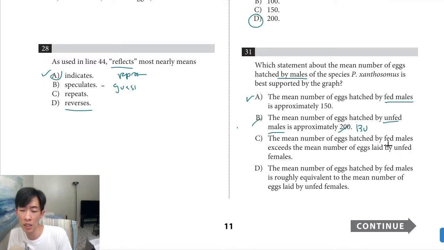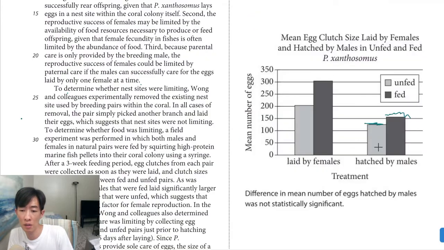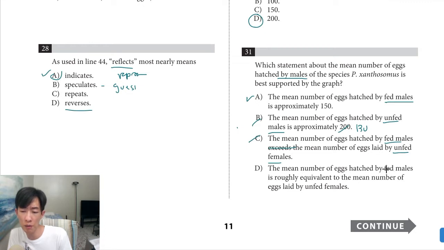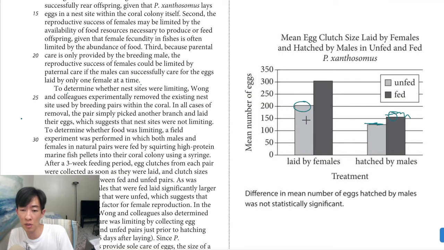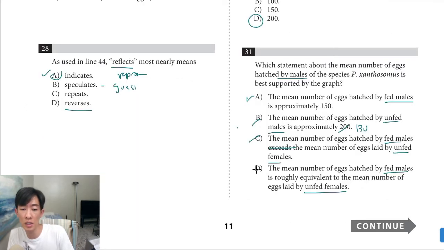Choice C, the mean number of eggs hatched by fed males exceeds the mean number of eggs laid by unfed females. So fed males compared to unfed females. Fed males right over here compared to unfed females right over here. So the fed males definitely does not exceed the unfed females. Choice D, the mean number of eggs hatched by fed males is equivalent to the number of eggs laid by unfed females. So fed males and unfed females, again, we just looked at it. It's definitely not equivalent because there is a difference. It's like 150 to 200. And so D, not going to be right. And A is the best answer.